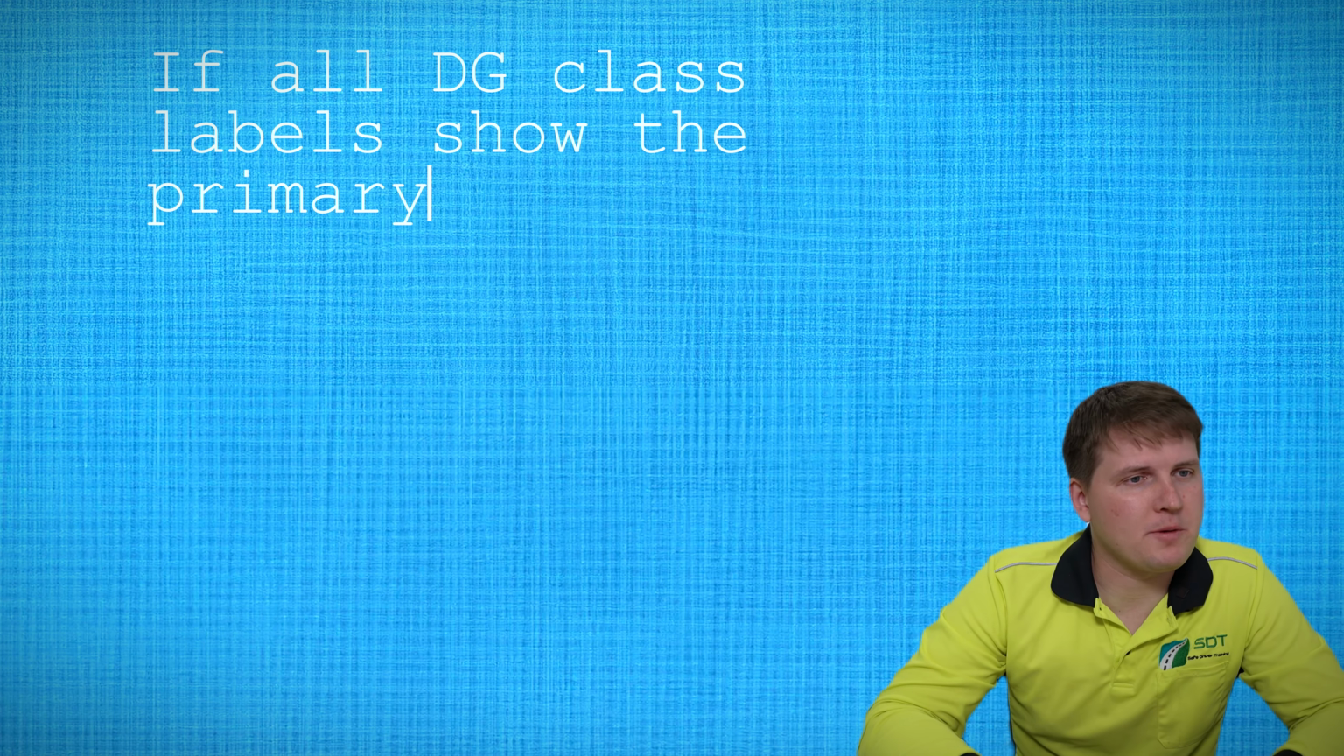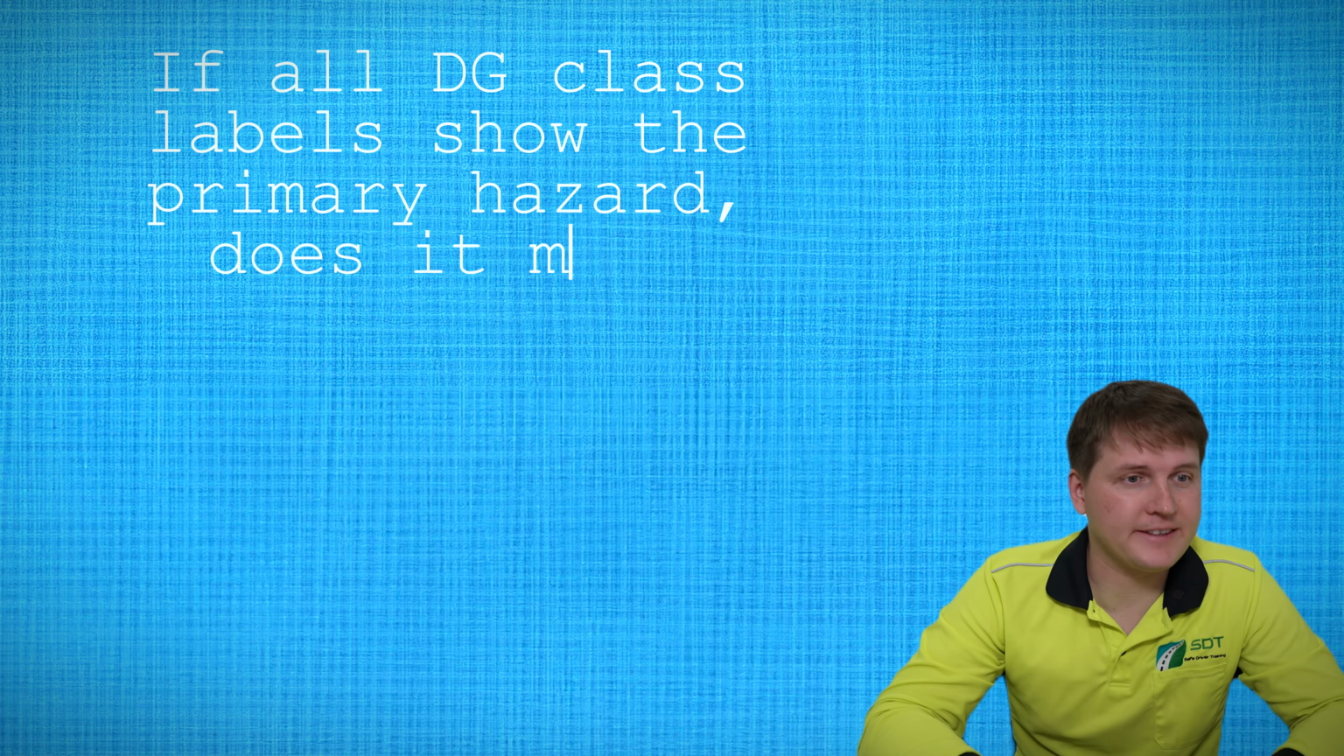As you have seen from the video thumbnail, I have received a very funny comment from one of my trainees completing the online DG course. The comment goes like this: if all DG class labels show the primary hazard, does that mean handling class 9 will turn you into a barcode? I understand that this is a very good joke, and of course handling class 9 dangerous goods won't turn you into a barcode, but that gives us a good opportunity to discuss class 9 and why it has black and white stripes on its label.